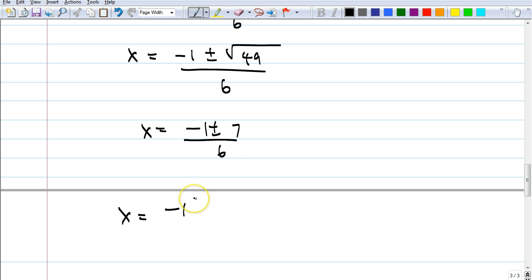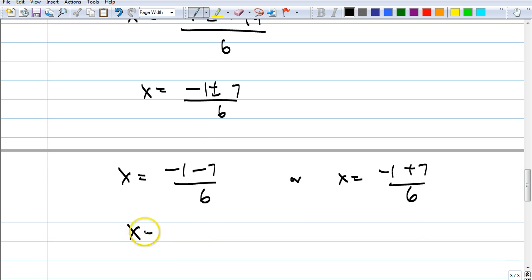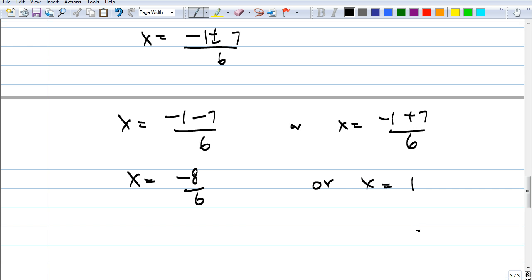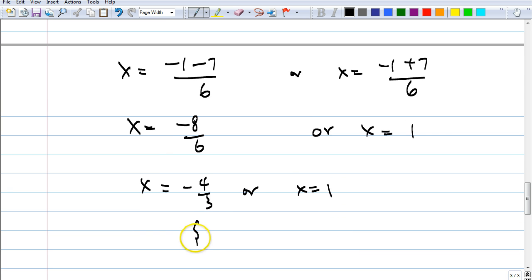Let's write the smaller one first. Minus 7 over 6, or it means x equals negative 1 plus 7 over 6. What's this? X equals negative 8 over 6, x equals negative 4/3. The other is x equals 1, right, John? Yeah. So then John, what do I get on the left? Negative 4/3 or x equals 1. You could write it using set notation.